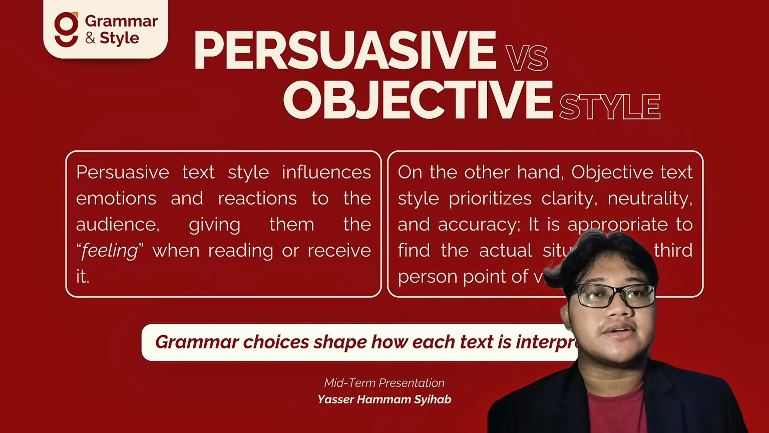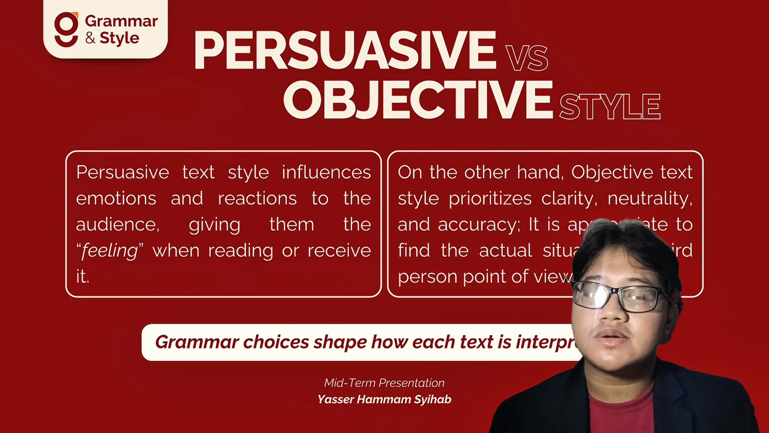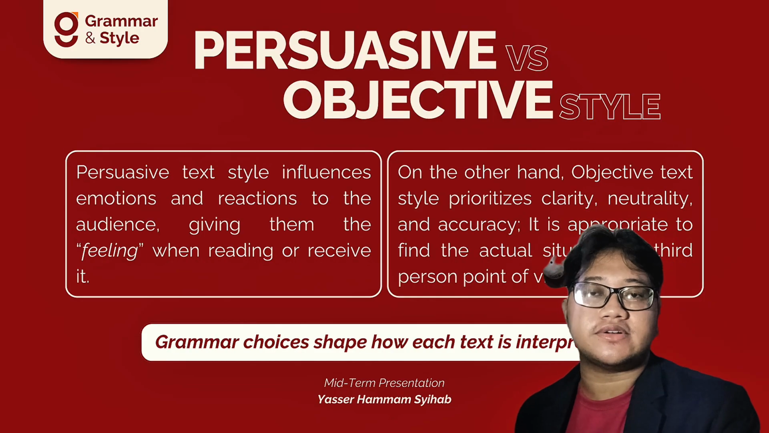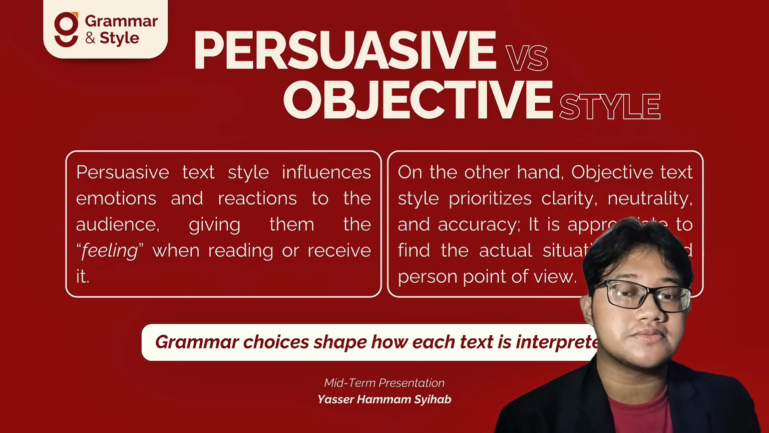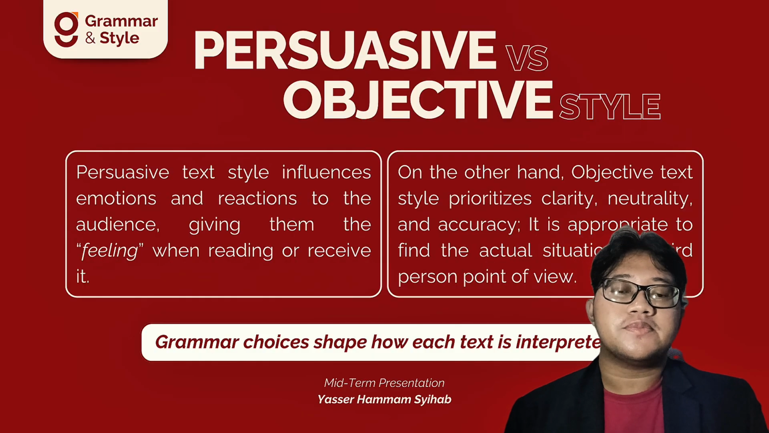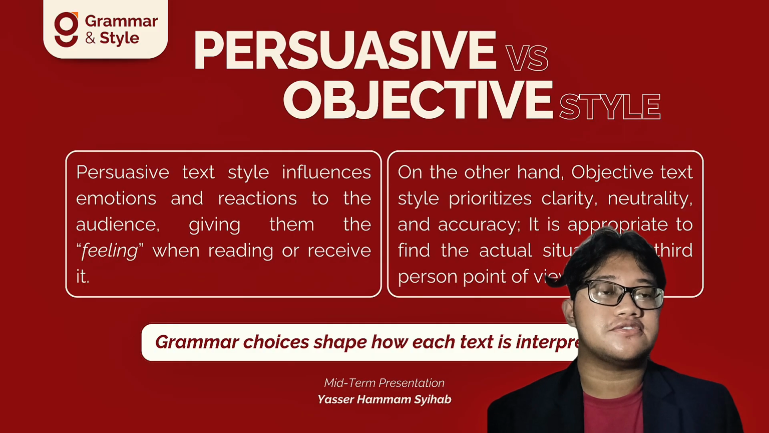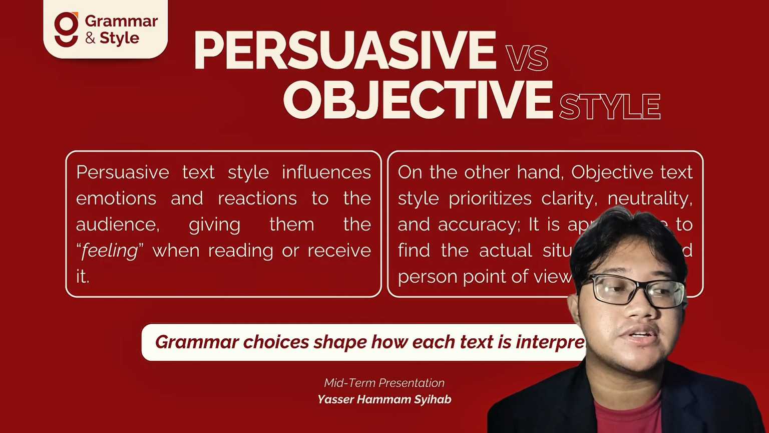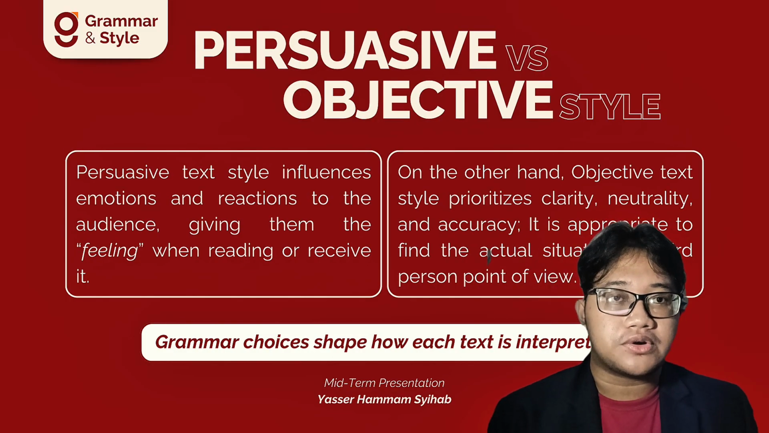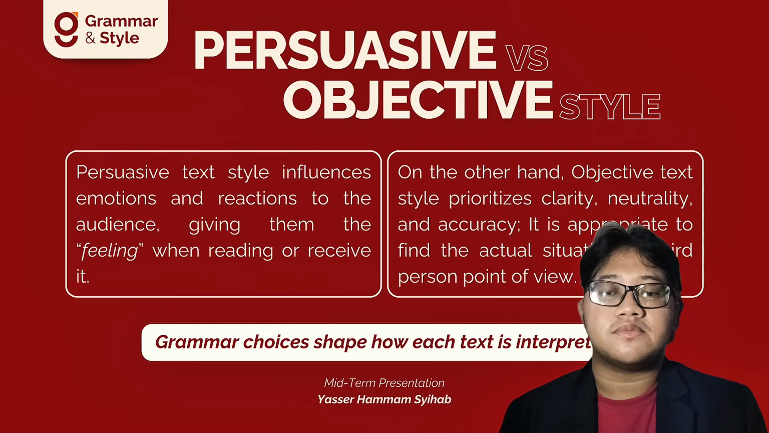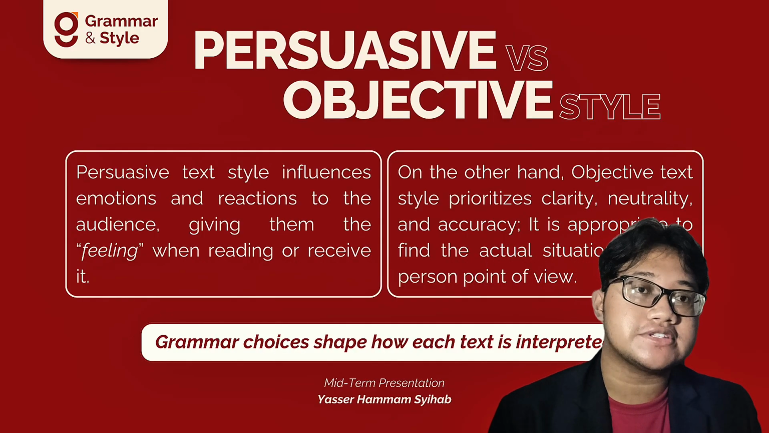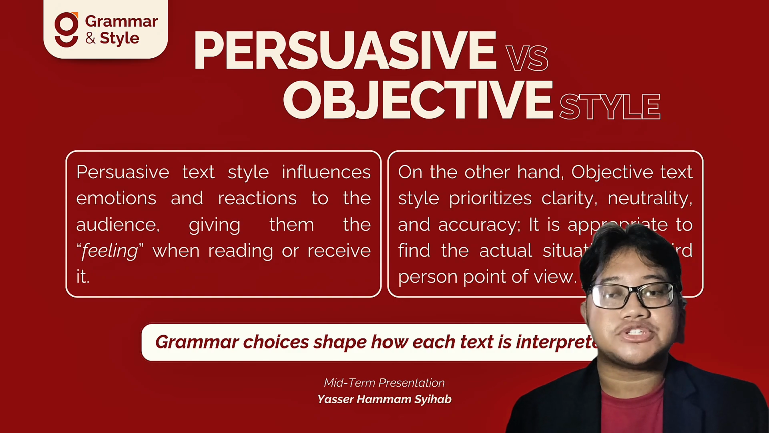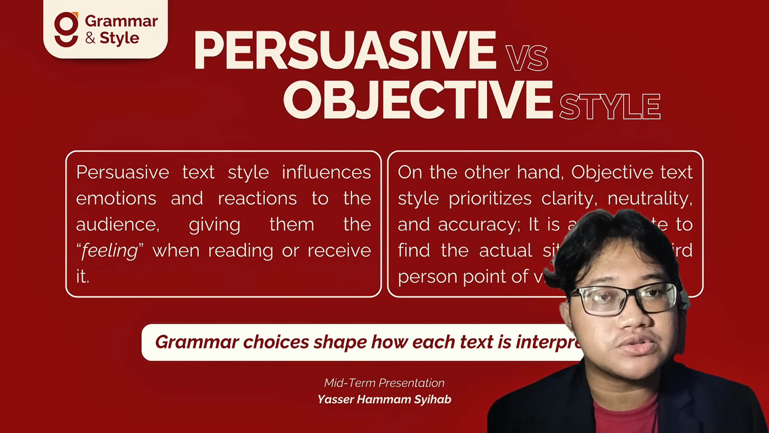When we are comparing both texts, we can see how grammar creates entirely different styles. Of course, they are different, the persuasive one and the objective one. The persuasive version of mine aims to influence the people and raise concern about the report. Grammar such as active voice, parallelism, and strong adjectives works to change the reader's emotional response and perspective.